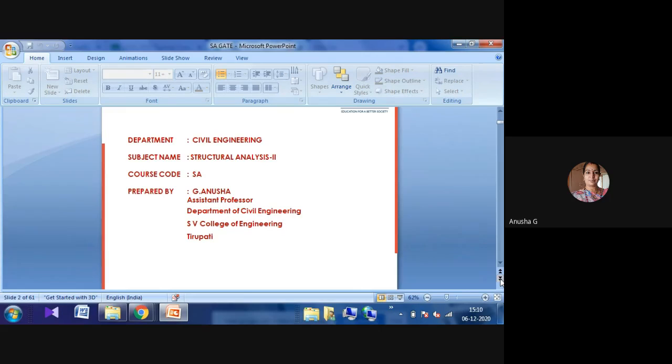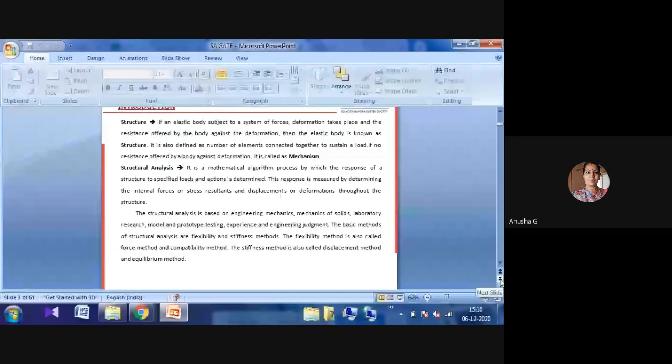Here we will first know what is meant by structure. Structure is nothing but an elastic body. If an elastic body is subjected to a system of forces, as we learned in the last class in engineering mechanics, such as coplanar, collinear and concurrent forces, some deformation will take place, and the body offers resistance against the deformation, then the elastic body is known as a structure.